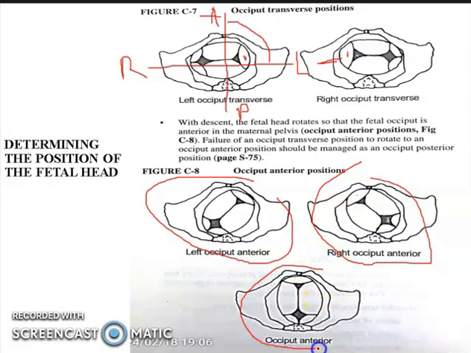Then the last one that we have here is simply saying that the occiput of the fetal head is on the front part of the pelvis of the woman. So these are the positions that you have to expect, fetal head positions.